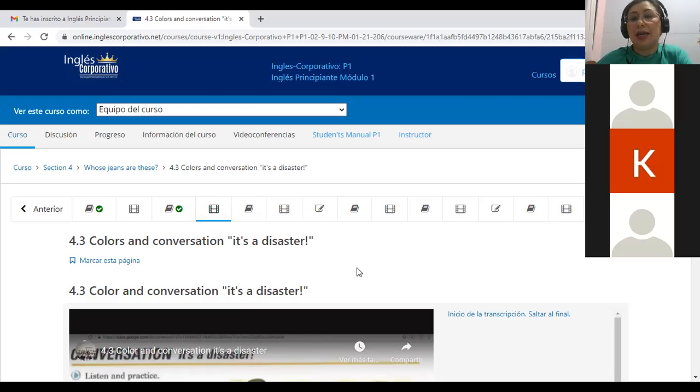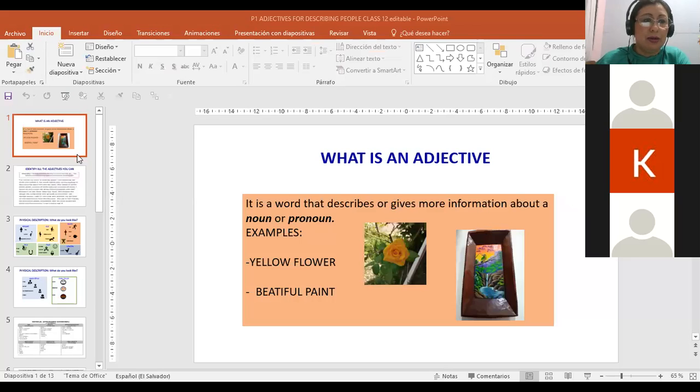4.0 to 4.3. It's about clothing and colors, ropa, ¿verdad? Vestuario y colores. Okay, I'm going to stop sharing. Vamos a dejar de compartir. And I'm gonna share the presentation that I have for you from the past class in order to have our practice. Okay.